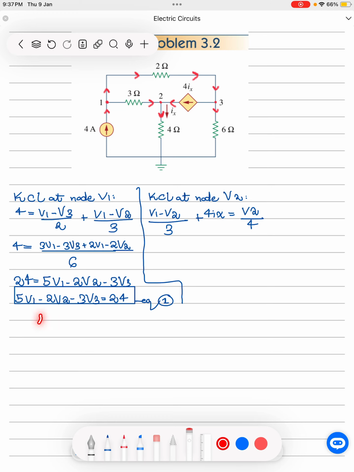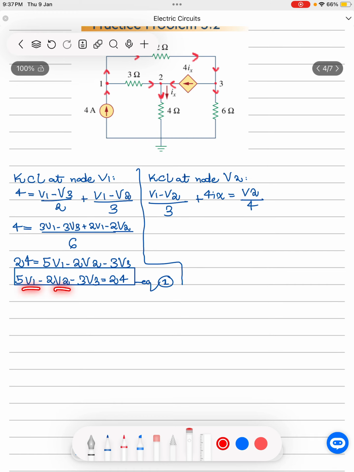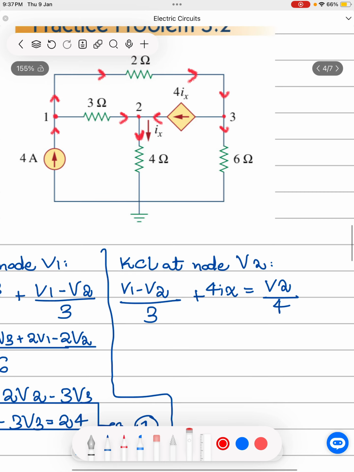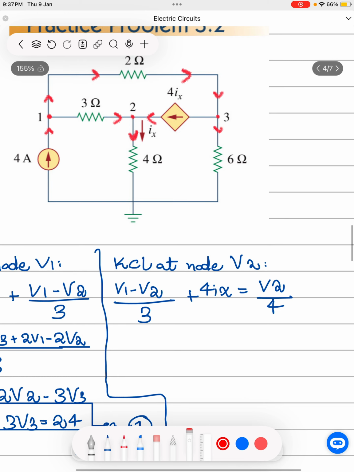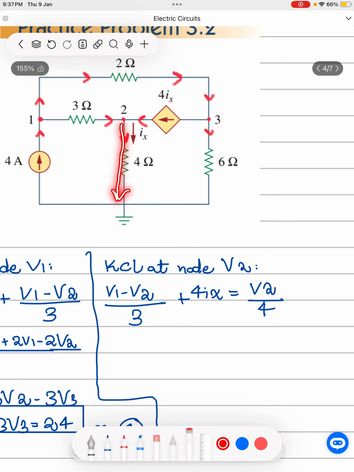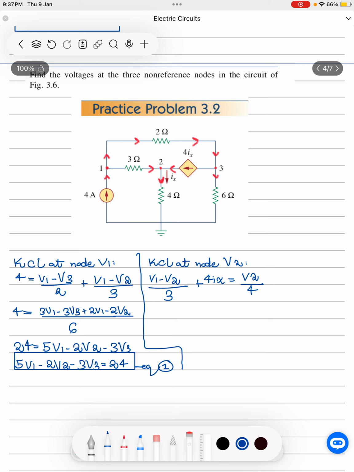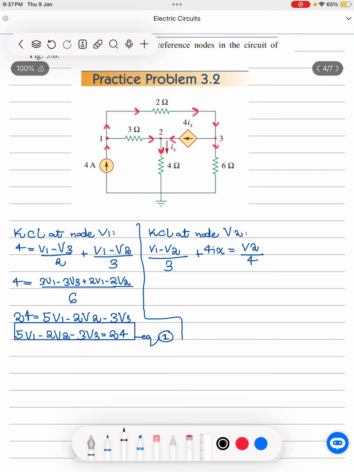In equation number 1, we have V1, V2, V3, right? So we cannot have the involvement of another variable, which is Ix. So we should write Ix in terms of voltage as well. As we can see in the circuit, they have made it very clear that the current flowing in this wire right here from node 2 to the ground is the current Ix. So the expression for current Ix would be Ix equals V2 by 4. This is the current Ix.